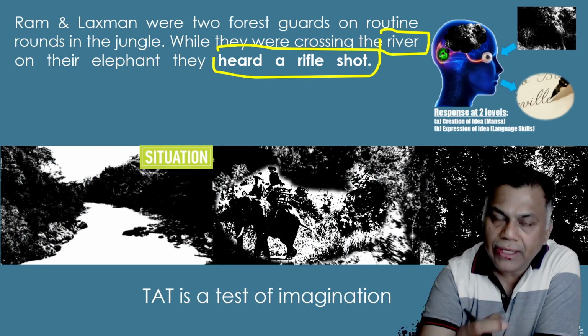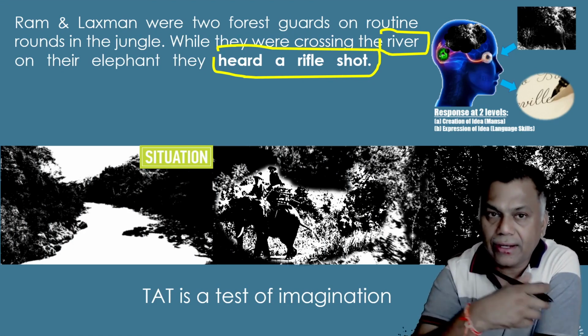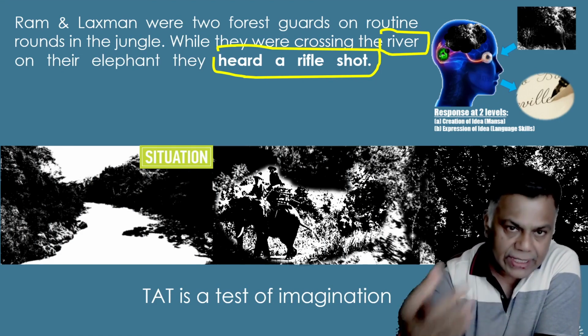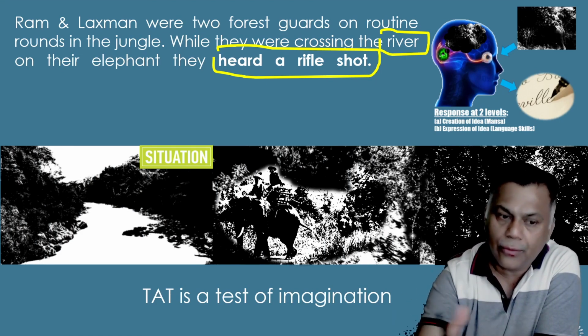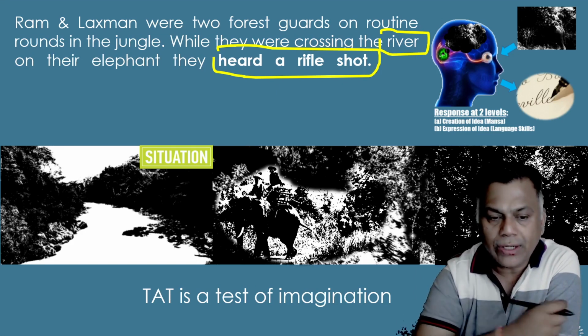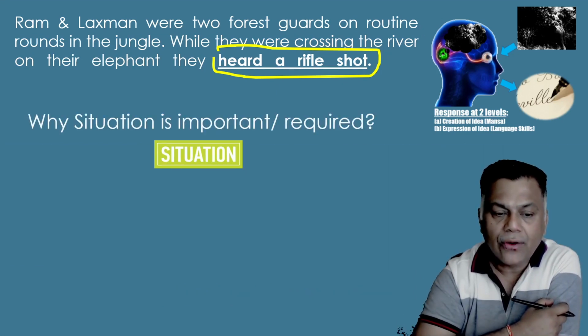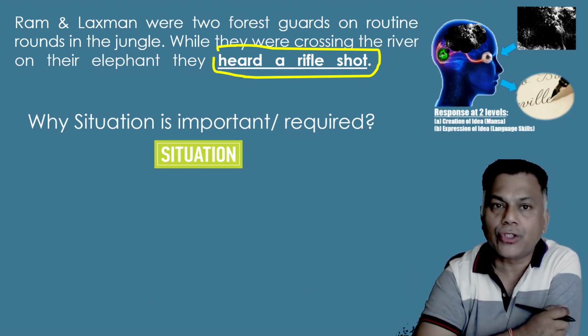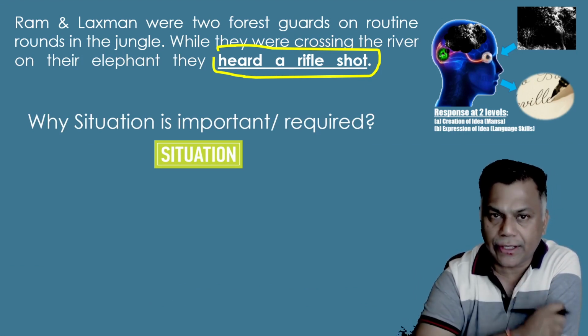If this gunshot was not there in the story, so today's duty by Ram and Lakshman would have remained routine, and at the end of the routine duty they would have gone and handed over the elephant to the next duty people and they would have gone home and nothing would have come. So one question that people keep asking is why the situation is important. Like in this case, the rifle shot. What happens if the rifle shot is not there?